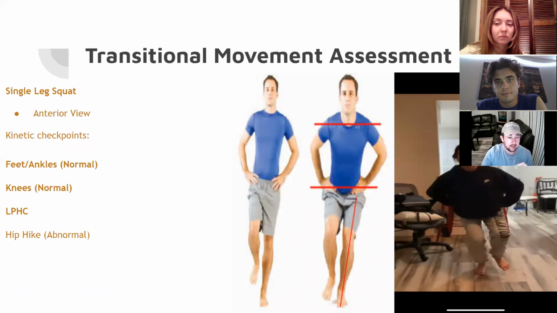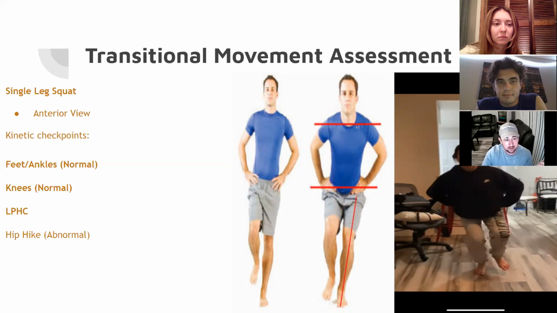All right. And then lastly, for our transitional movement assessment, we have the single leg squat only from the anterior view. Right here, I have an image to the left, which shows what would be normal. And to the right, I did an assessment on my friend. And so we're just going through the connect checkpoints.